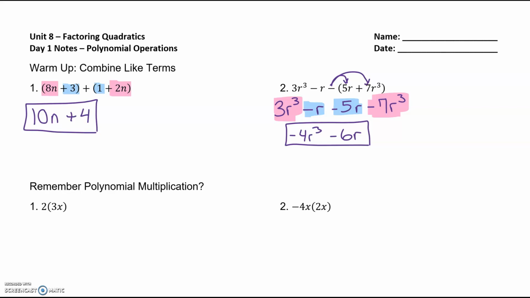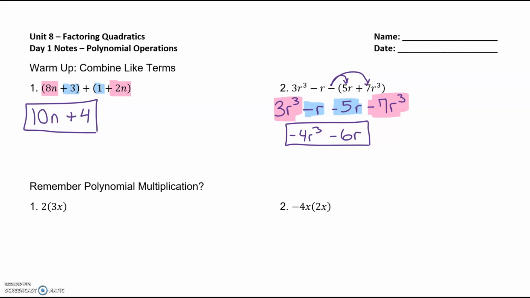These are our Day 1 notes. I'm going to work numbers 1 through 8 with you guys. Numbers 1 and 2 are just our warm-up, so go ahead. Hopefully you've done those. These are just combining like terms, so you'll see here that I already have them done. Remember, we're looking for the things that are like terms in order to add them together. So number 1 comes out to be 10n plus 4.